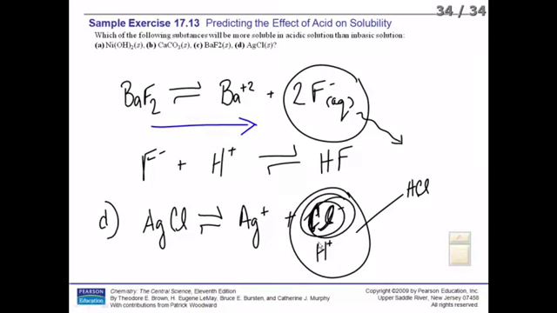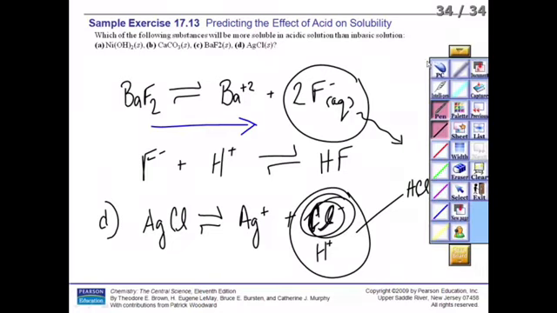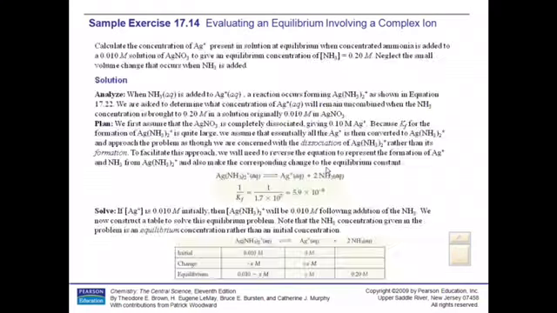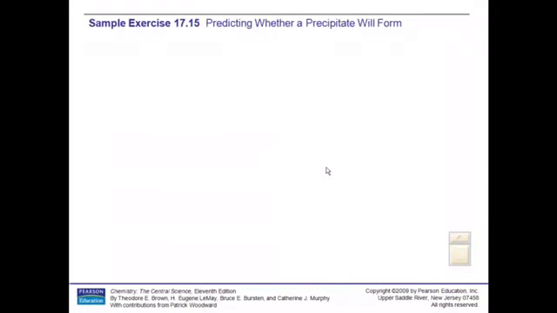Alright, so D, the addition of an acid, will have 0 effect on this guy. Okay, and that's bad. We don't want that. So D is the one that messes it up. Okay? Alright, so that was sample exercise 17.3. More of a qualitative question. Okay? And now I want you to go to sample exercise 15. So I'm skipping 14. You guys can look that over. So sample exercise 15. Predicting whether a precipitate will even form.